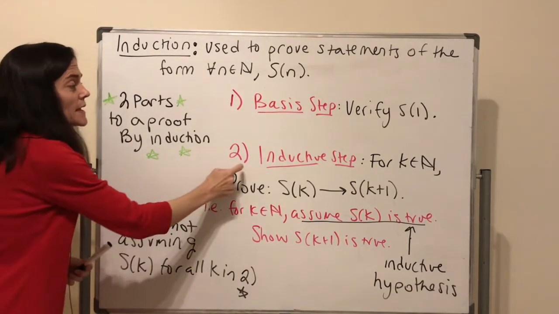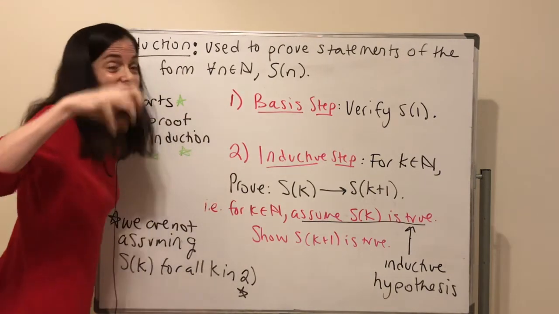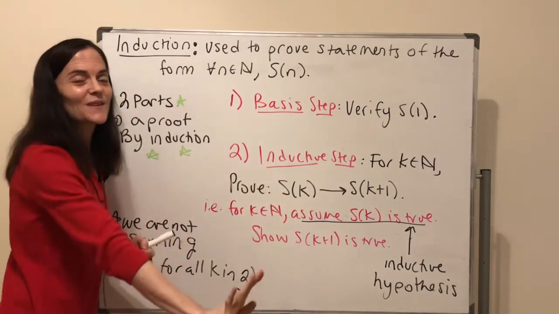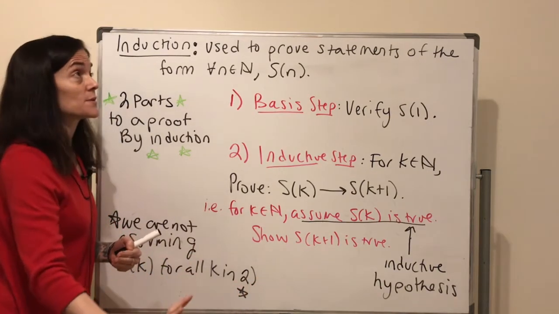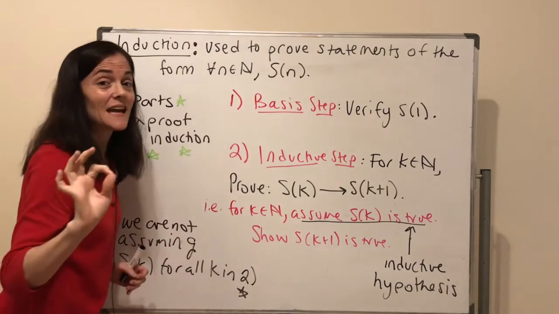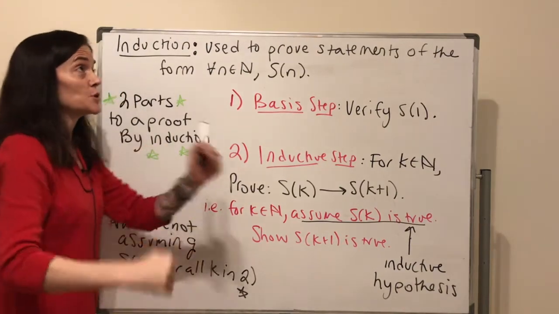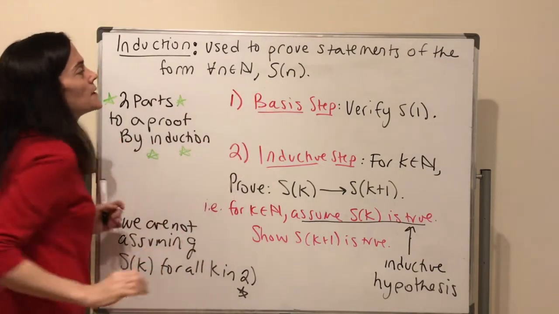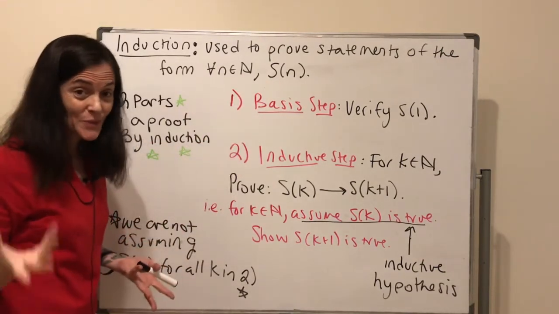What you are showing in this step is that if it happens to be the case that S of k is true, it must follow that S of k plus 1 is also true. And that, together with this basis step, would allow you to march through all of the natural numbers and see that S of n would be true for all n.